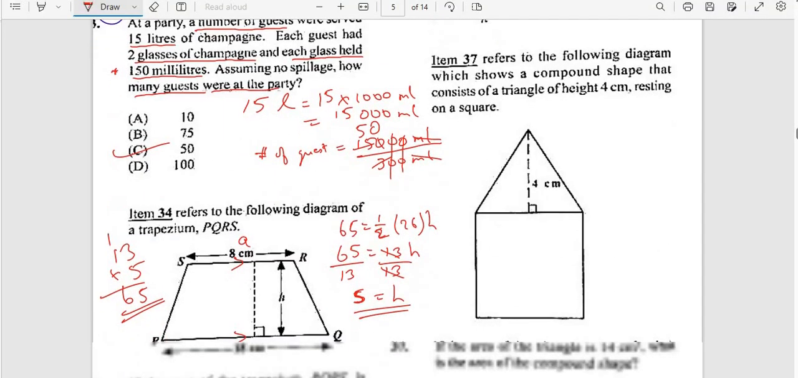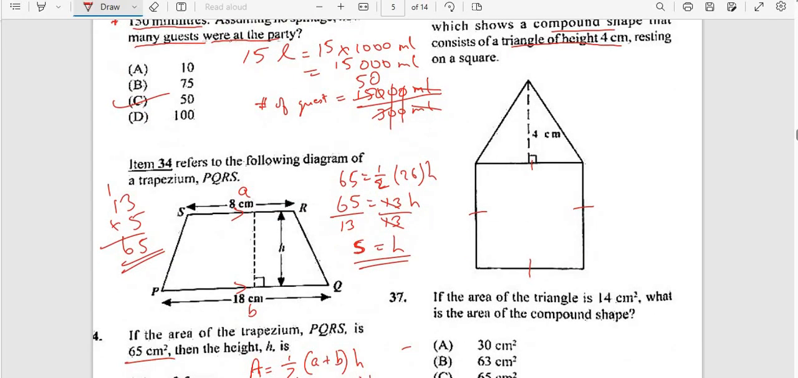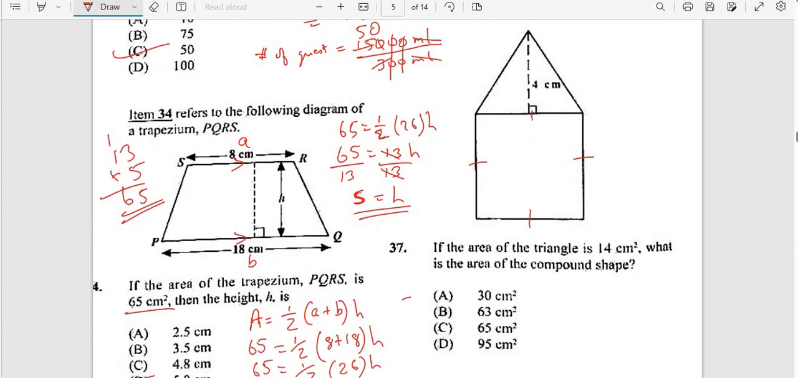Okay, so now we have this question 37. A compound shape consists of a triangle with height 4 centimeters resting on a square. So this is a square, so all these sides are the same measure. And we can see that the bottom part is a square, the top part is a triangle. Now we're told that the area of the triangle is 14 centimeters squared. What is the area of the compound shape?